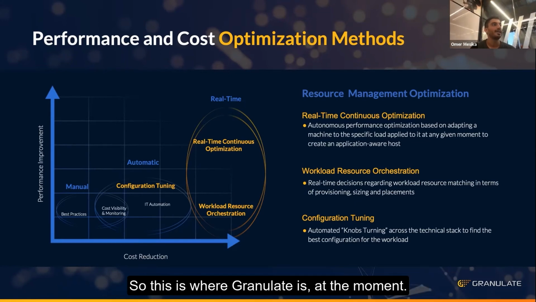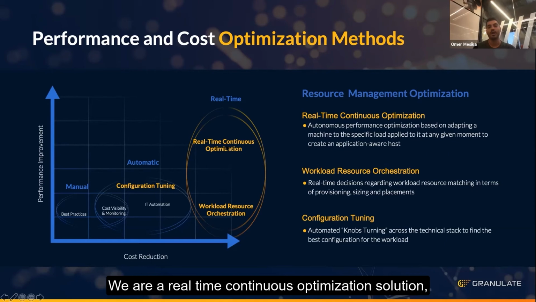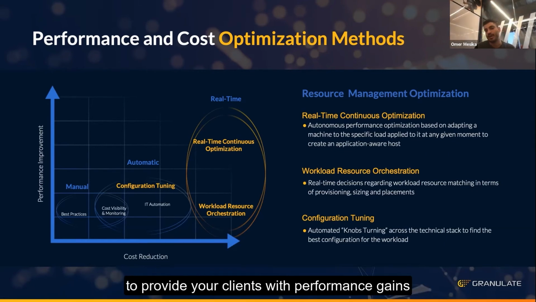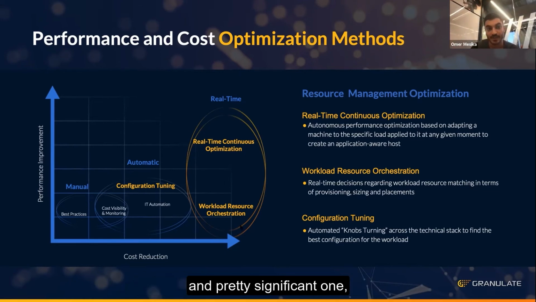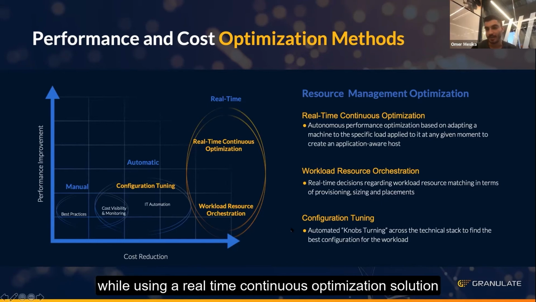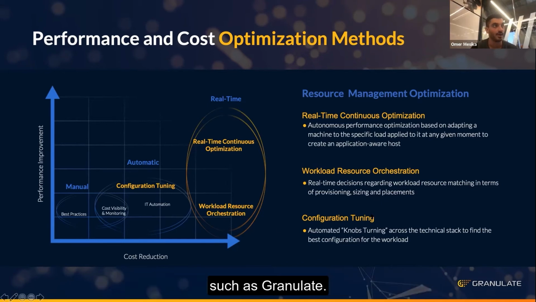So this is where Granulate is at the moment. We are a real-time continuous optimization solution, which basically allows us to provide clients with performance gains that automatically translate into cost reduction. So even if a client such as MoEngage is already utilizing all of those solutions on the cloud, on AWS, or with external solutions, it can still get an additional benefit, and a pretty significant one, while using a real-time continuous optimization solution such as Granulate.